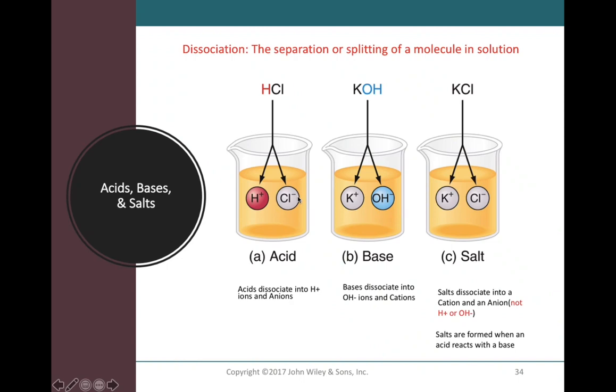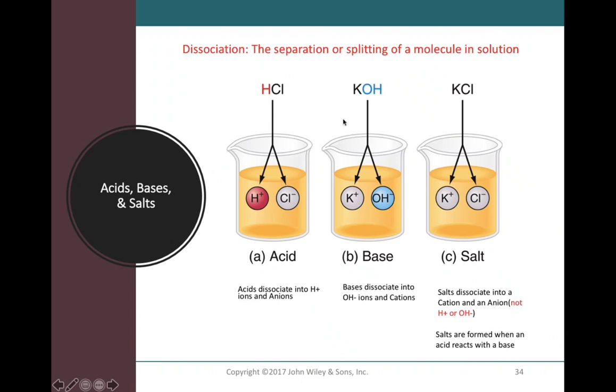So any type of acid is going to dissociate into some type of hydrogen ion and an anion, a negatively charged ion. Because our hydrogen ions are positively charged, we must have an anion that's going to bind to that. Bases, on the other hand, will dissociate into some type of hydroxide ion and a cation, so any type of positively charged ion as well as the negatively charged hydroxide ion.